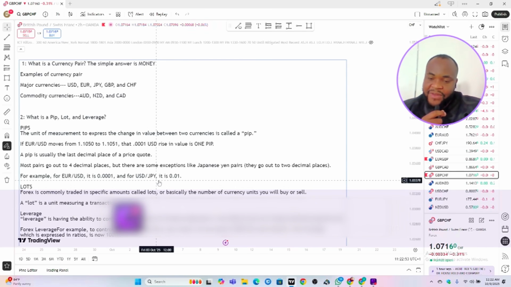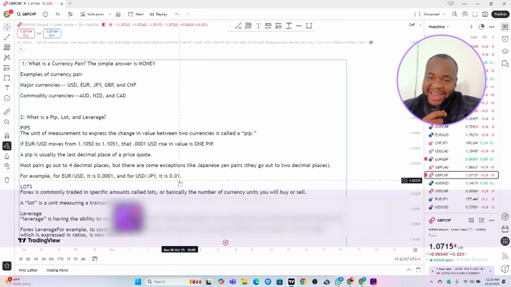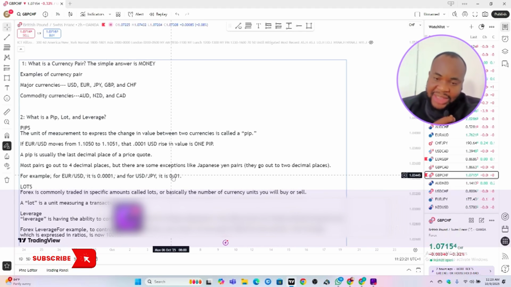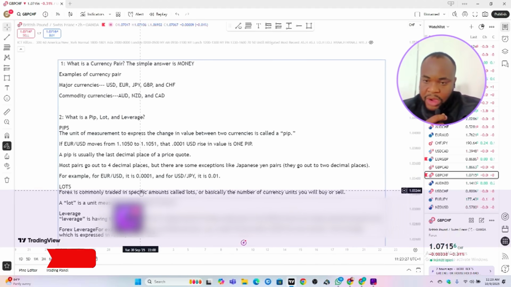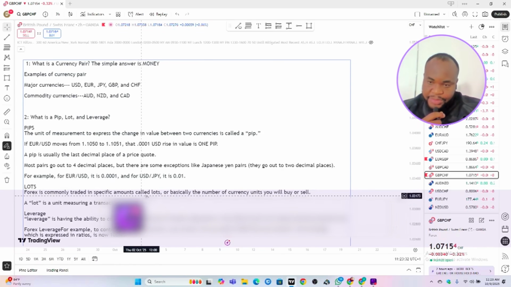So if a price move, let's say we are buying USD JPY at 0.01, then it moved to 0.02. That's 1 pip also. Unlike the Euro USD, when you move from 0.001 to 0.002, that's 1 point. So you can see the difference in the decimal places here. That's how you know how to calculate your pips.